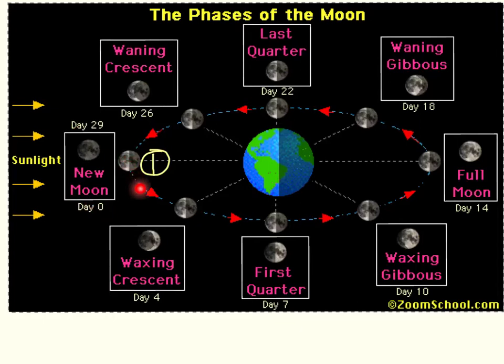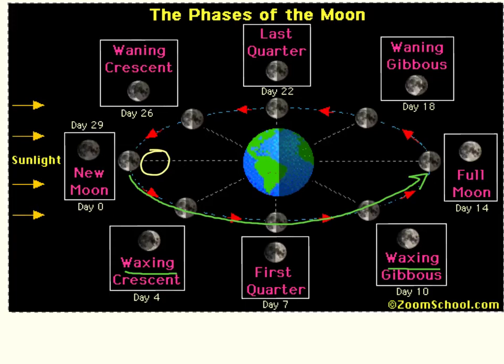As the moon revolves around the Earth, it gets bigger from day 0 to day 14. Day 14 is where the side of the moon that we see is entirely in the sunlight. So we see a full moon. The portion of the moon's revolution from a new moon to a full moon is considered waxing. Waxing means to get larger.